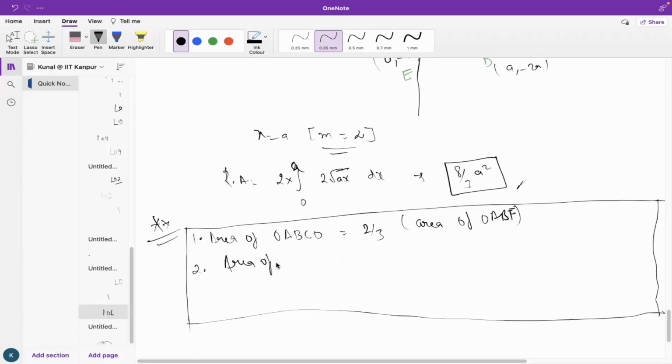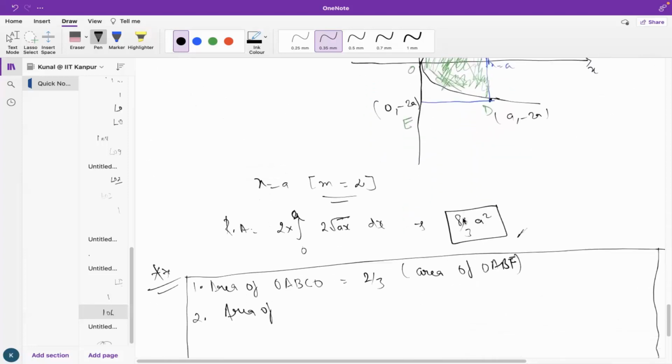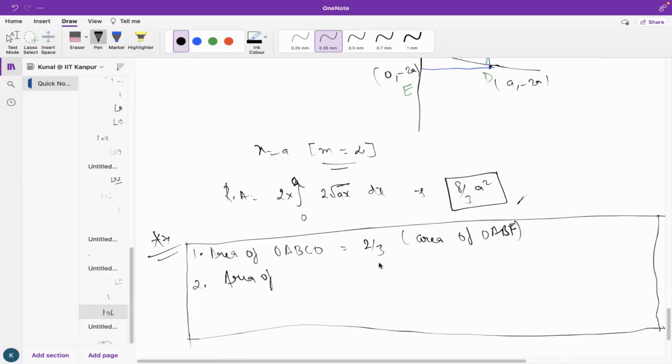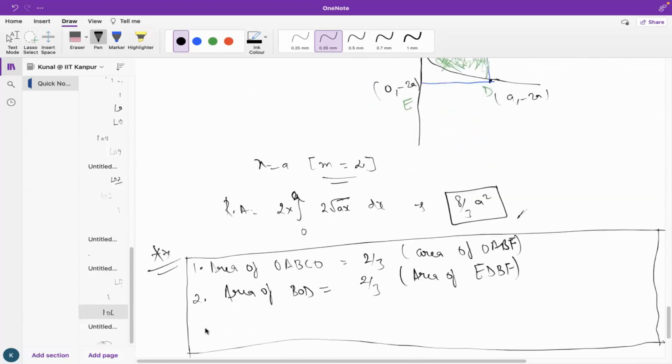Now area of BOD. BOD. I mean this region. The outer region, okay, BOD. So the area of the region BOD will be nothing but 2 by third of area of rectangle EDBF. EDBF.